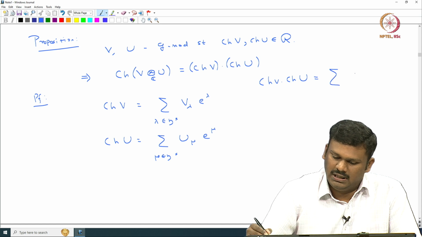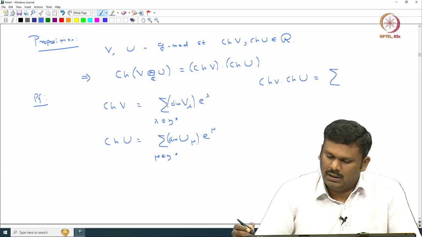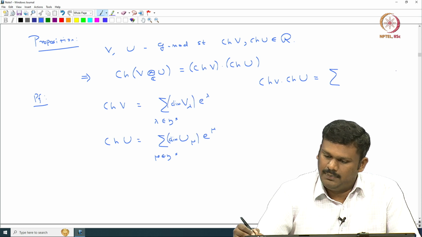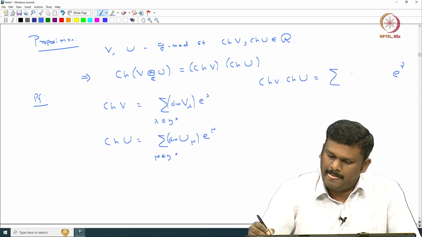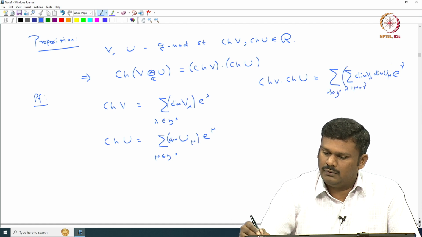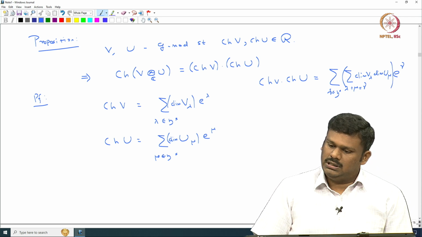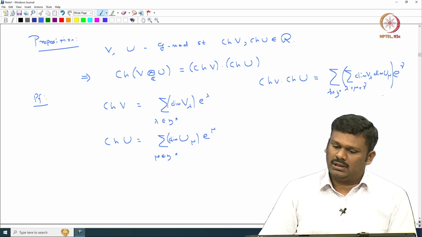This is going to be a summation. I am not writing the dimensions, but the dimensions should always be written. So, this is going to be e to the power gamma, the product again, you run the summation over dimension V_lambda times dimension U_mu, where lambda plus mu should be equal to gamma, where gamma runs over h star. So, this is the coefficient of e to the power gamma in the product of the characters.